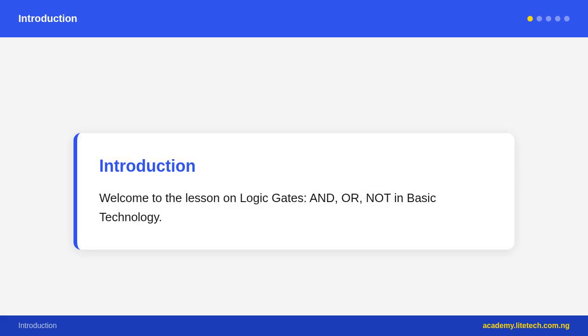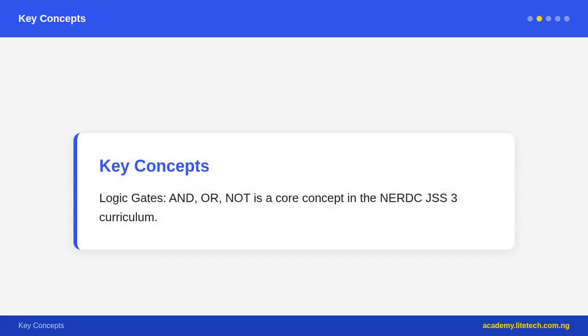Truth table for a two-input AND gate: input A equals 0, B equals 0, output equals 0. A equals 0, B equals 1, output equals 0. A equals 1, B equals 0, output equals 0. A equals 1, B equals 1, output equals 1. Only when both are 1 is the output 1. Real-life analogy: a house alarm sounds only when an intruder is detected and the alarm is armed. Both conditions must be true.